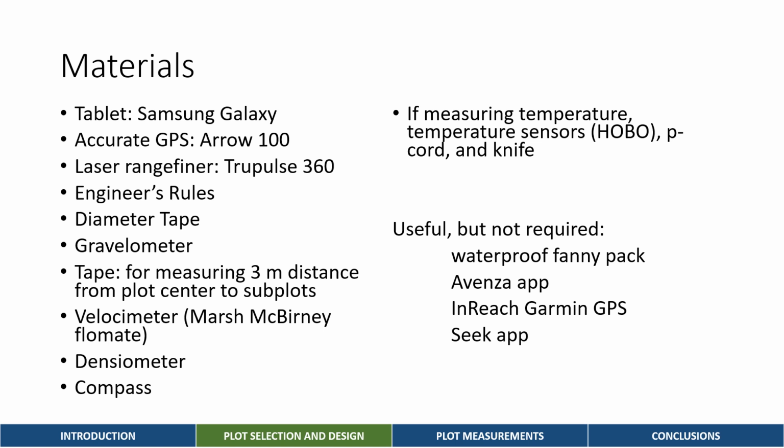We used the Avenza app on our phones and the tablet to help navigate to each plot location. Our site was really large, so this was very helpful. We had an inReach Garmin GPS with us too. That helped us navigate to the plot locations, and also with the inReach capability, it was an extra safety feature. And then the Seek app, which is by iNaturalist, helps to identify vegetation that's nearby. And so that would just be something we recorded in the notes at each field plot.